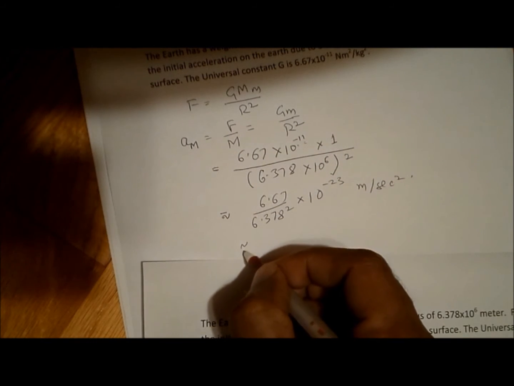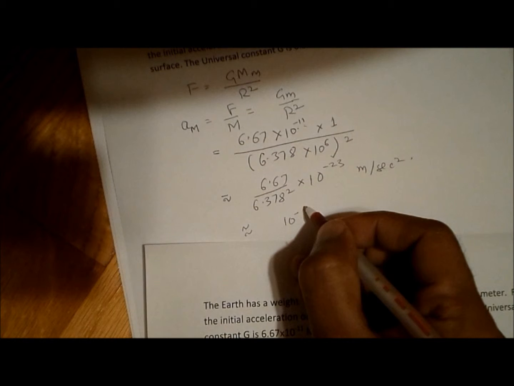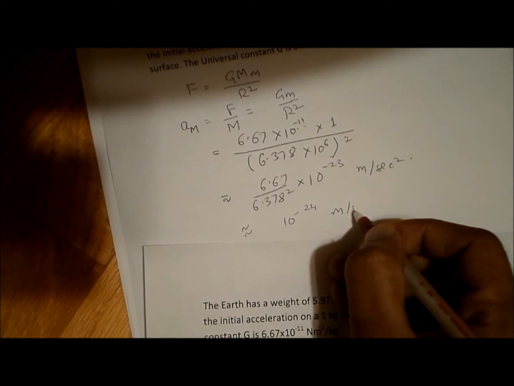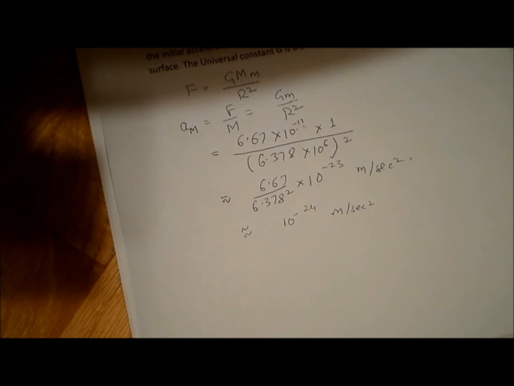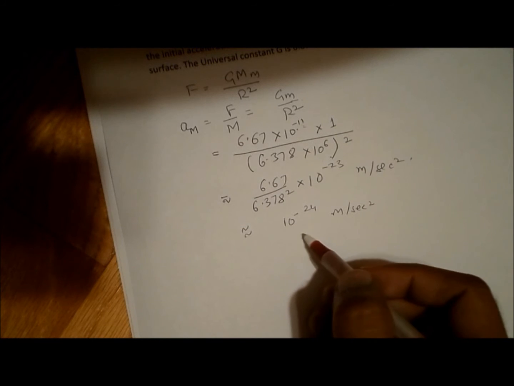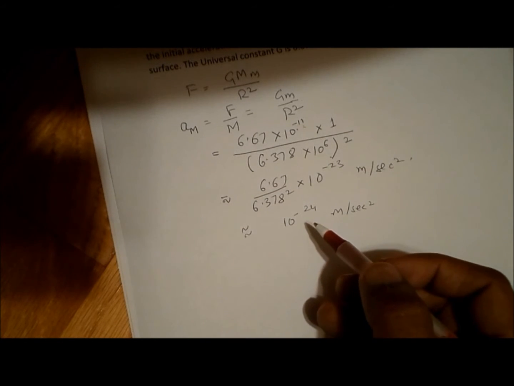Or this is roughly of the order of 10^-24 meter per second squared. So Earth does feel an acceleration due to a 1 kg particle when it's released, but this acceleration on the Earth is almost negligible.